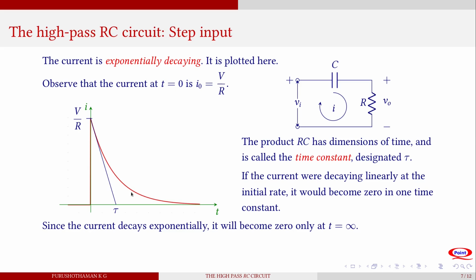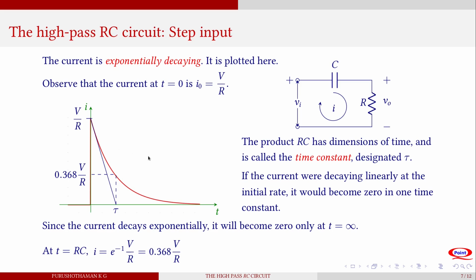Now, since the current decays exponentially, it will become 0 only at t equal to infinity. For any finite value of time, the current will not be equal to 0. See, we will calculate the current at different values of time for t equal to RC. That is, after one time constant, I is equal to e raised to minus 1 V by R, equal to 0.368 V by R. That means at one time constant, the current in the resistance or the output current will drop to 36.8% of its initial value.